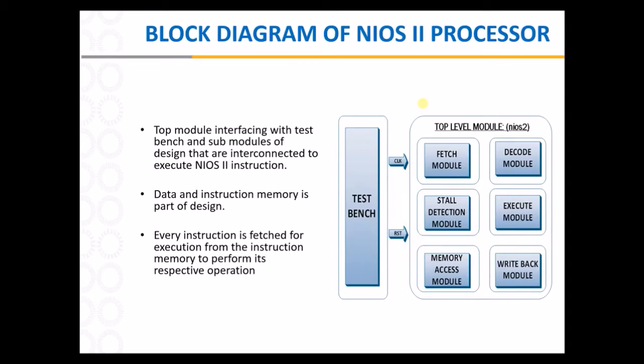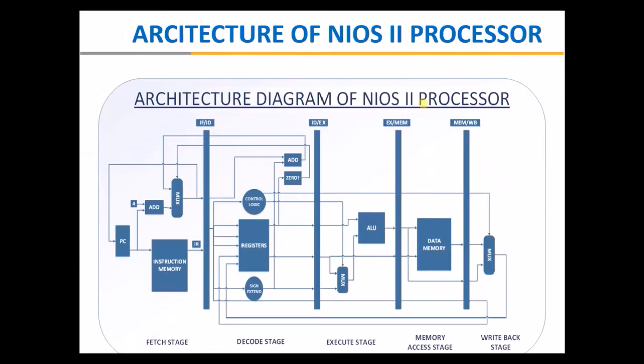The instruction memory is present in the fetch module, and the data memory is present in the memory access module. Every instruction is fetched for execution from the instruction memory to perform its respective operation. The architecture of the NIOS II processor is shown here. Here, there are 5 stages: fetch, decode, execute, memory access stage, and write back stage.